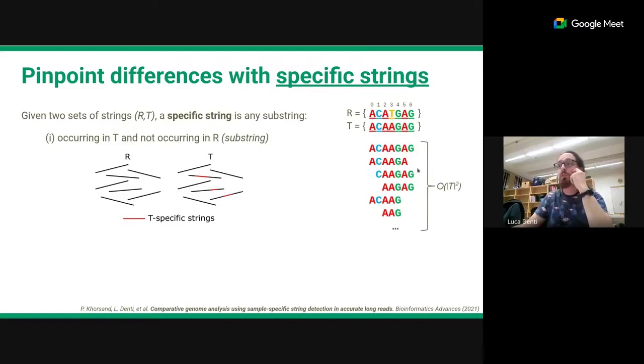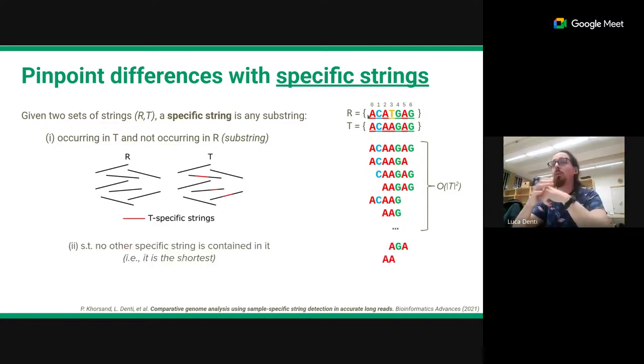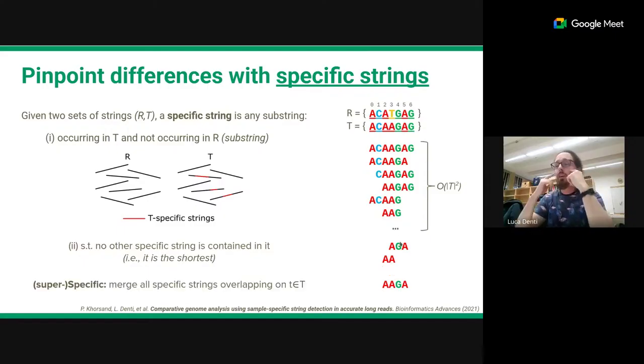So we have a quadratic number of specific strings, which are all the substrings of T that do not occur in R. But this set is quite huge, so there is a second constraint on the definition. A specific string is any substring occurring in T and not in R, such that no other specific string is contained in it. So we can reduce this set to just these two strings. And on top of this, we can also merge all specific strings overlapping on some input string, so that we reduce even more the number of specific strings. So I will use these to pinpoint the differences with respect to the haplotypes in the graph.